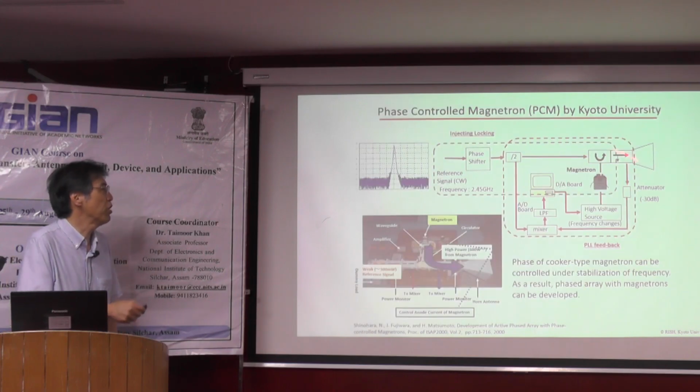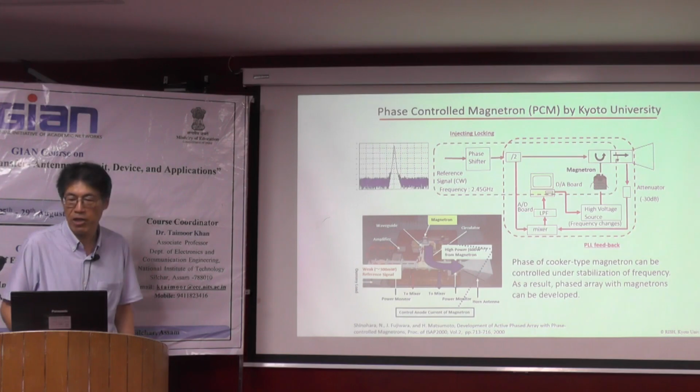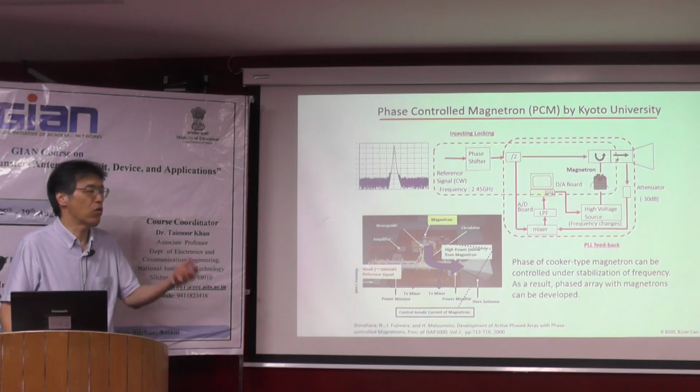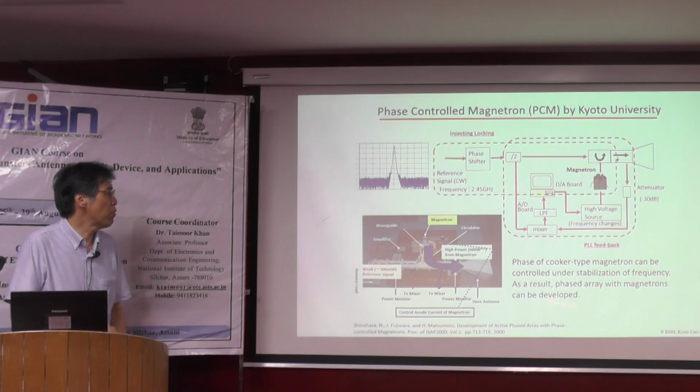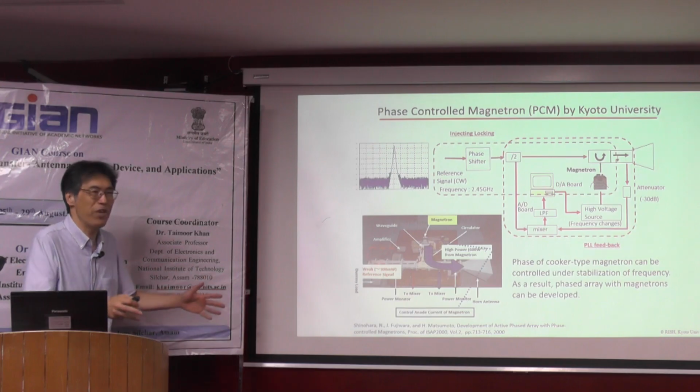But this is a simple diagram of the magnetron. We use the same magnetron as for the microwave cooker, and we add the controlling circuit of the injection locking and the PLL feedback. And as a result, we can control the phase and the amplitude of the magnetron. This is one example of the developed phase control magnetron, and compared to the microwave semiconductor, it seems very big.